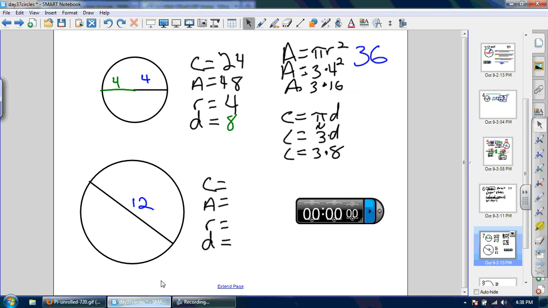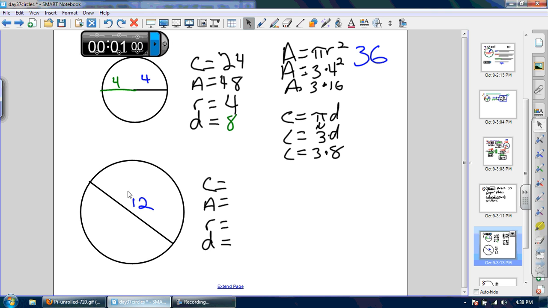41 minutes. Alright, one more. So, the next one, down here, what does it tell us? Okay, good. We know that this distance here is all the way across the circle. It goes from one side to the other and passes through the middle. That means it has to be the diameter, so diameter is 12.